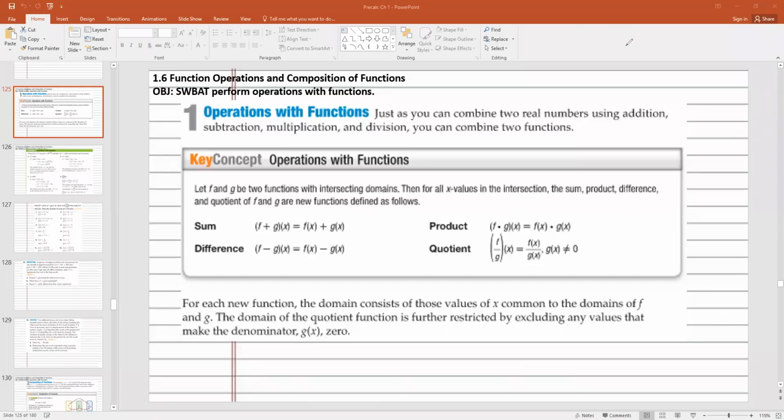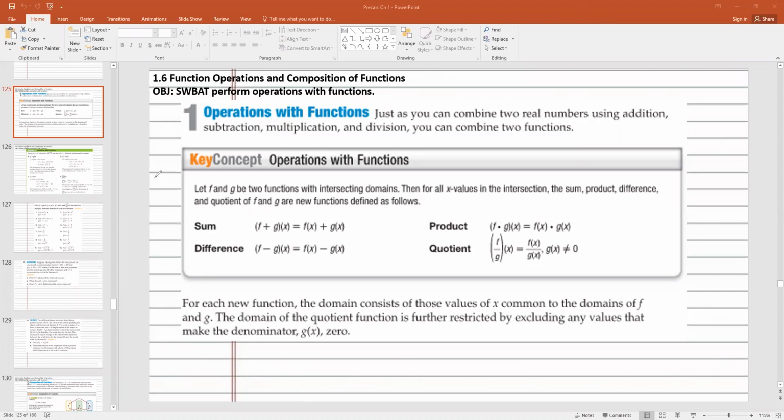All right, and here we have 1.6. So this is function operations and composition of functions. And you should be able to perform operations with functions.